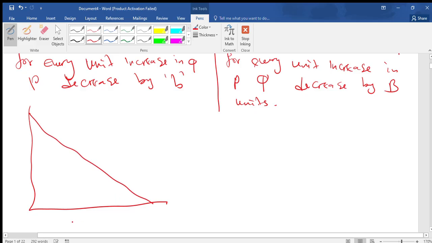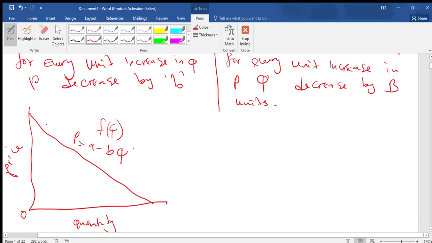So if this is my quantity axis and this is my price axis, the demand function, which is P equals A minus BQ, will have the vertical axis to have the price and the horizontal axis to have the quantity. In most cases, if the function is in the form of f of Q, then we are encouraged to take the vertical axis to have the price and the horizontal axis to have the quantity.